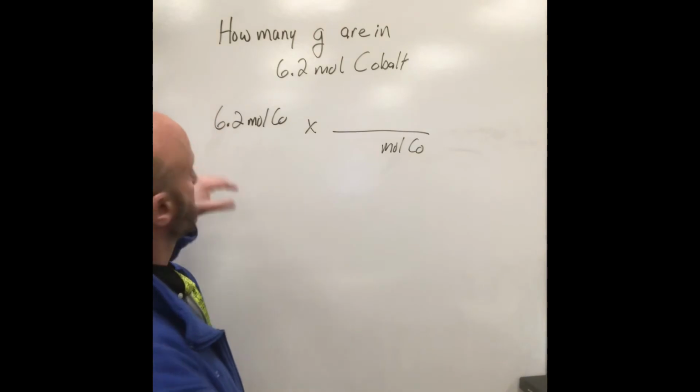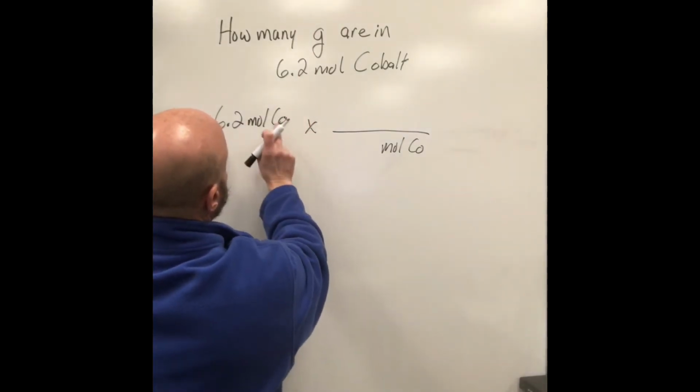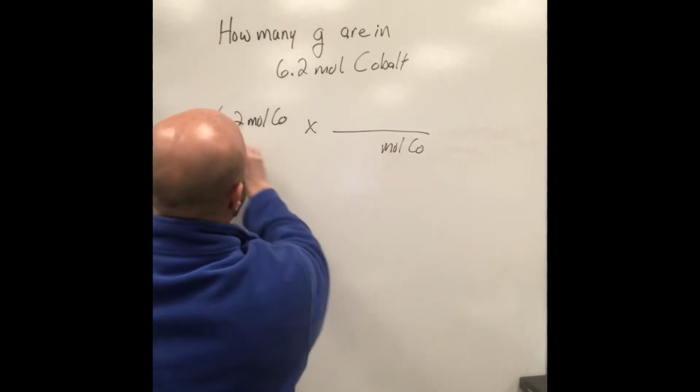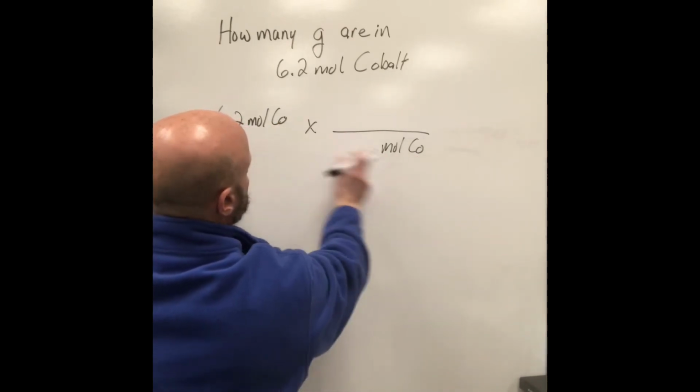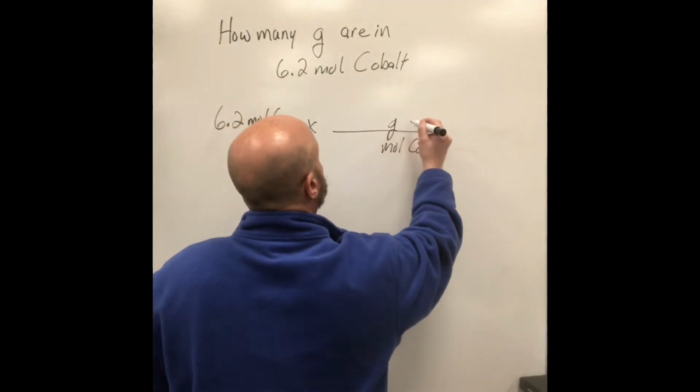So that's the first thing I would do when doing these problems. I write down the number from the problem with the unit. Right, don't forget the unit. Whatever unit is here goes here. So 6.2 mole of cobalt goes here. I'm looking for grams of cobalt.